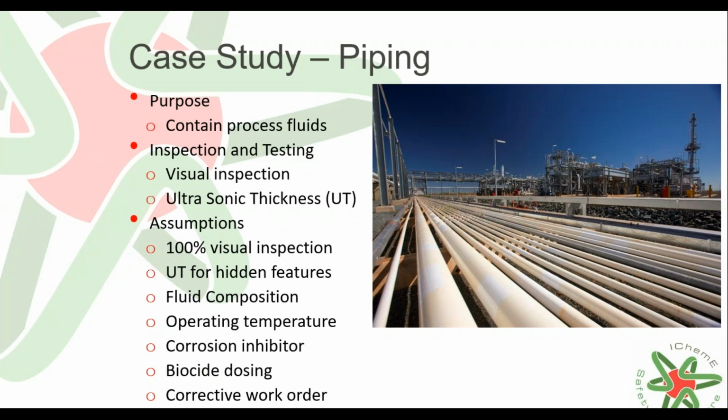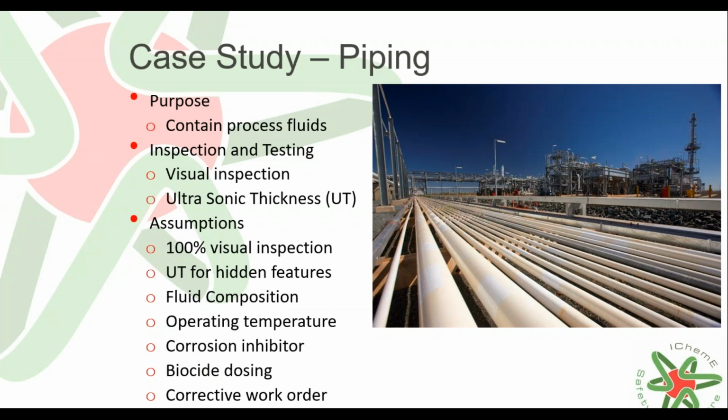So when we talked before about understanding what the barrier is, I guess this is a good way to explain the level of detail and the activities that need to occur. So the purpose for piping obviously is fairly simple. It's there to keep the fluids on the inside and not the outside. But then we need to start to think about, well, how do we actually ensure that happens?